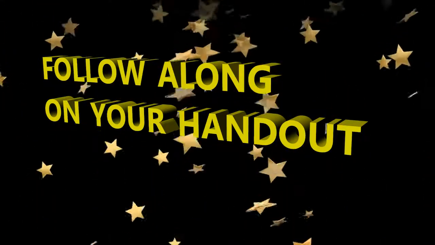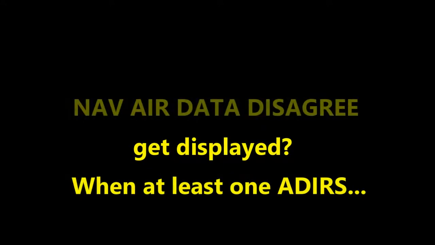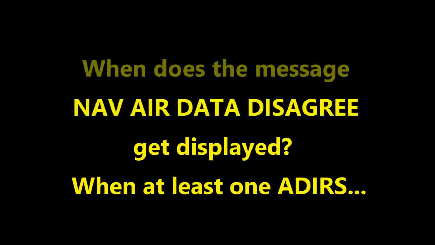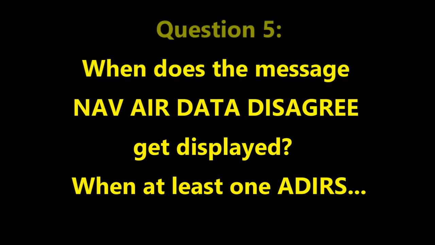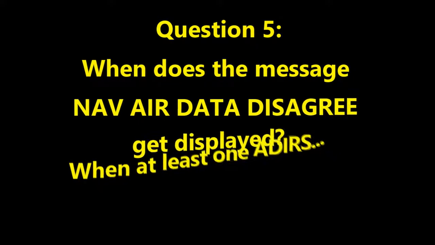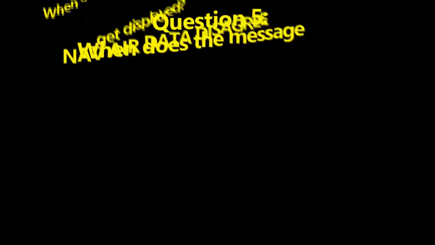All right, question number 5. When does the message Nav Error Data get displayed? Is it when at least one ADIRU does not agree with the others, or when at least 2 ADIRUs do not agree with the others? All right, the answer is the first answer. It only takes one failing in order for that message to actually show up.